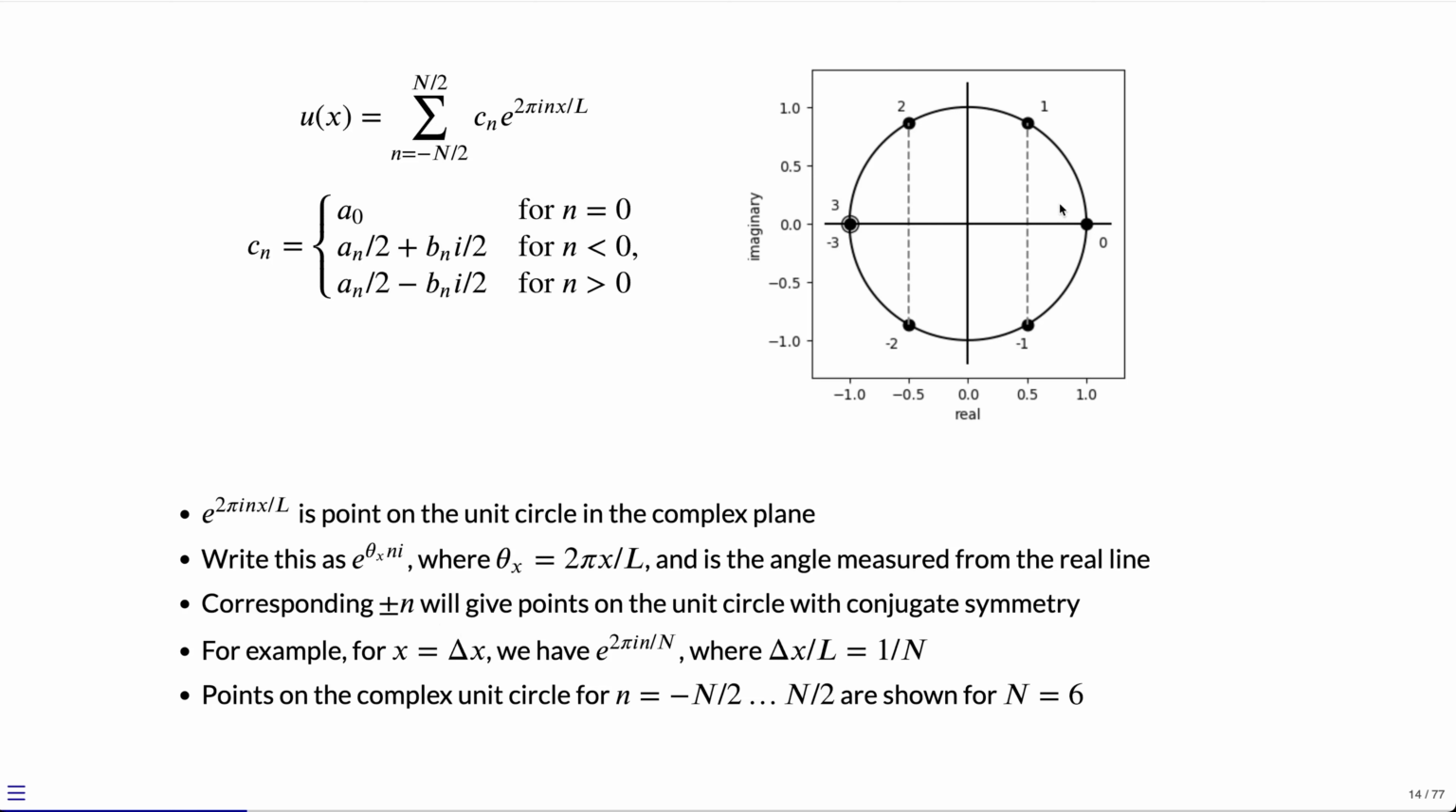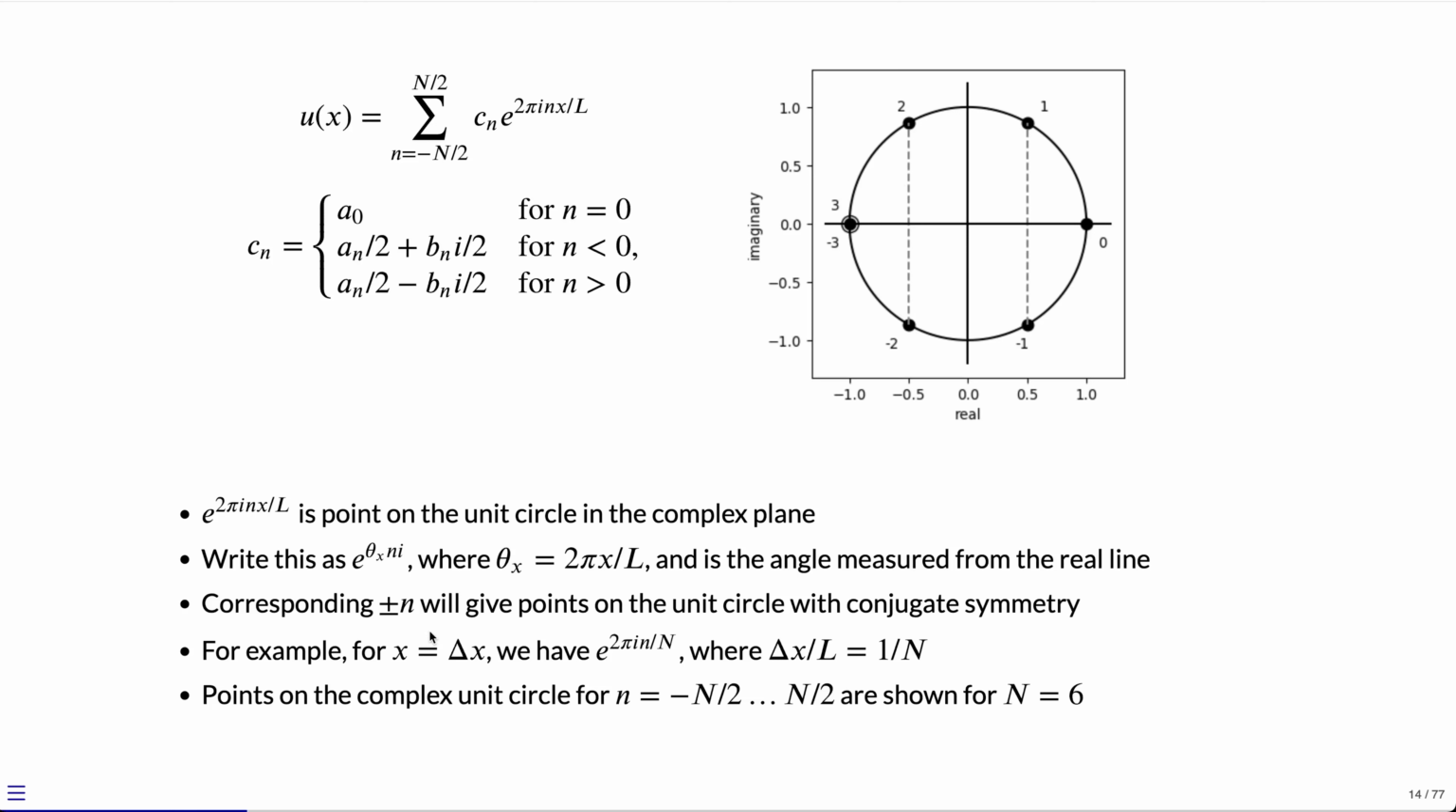So these points have conjugate symmetry, and conjugate symmetry means that the real parts are the same, but the imaginary parts are the same except they have opposite signs. So when we go the positive direction, we go up 1 here, and when we go negative, we go down 1 here, and they have the same real part on the x-axis, but they have opposite imaginary parts. And so we've connected those with this dashed gray line to illustrate that.